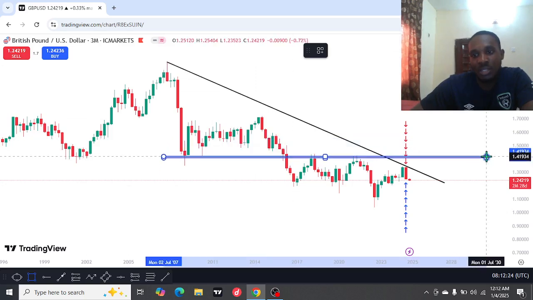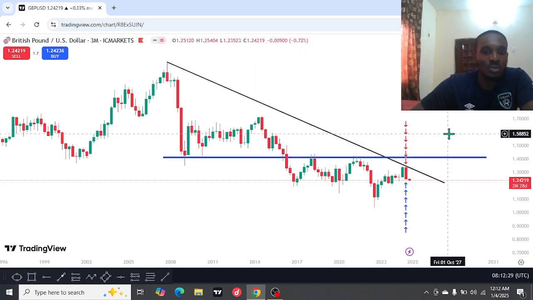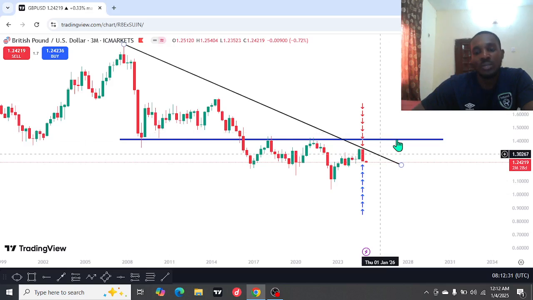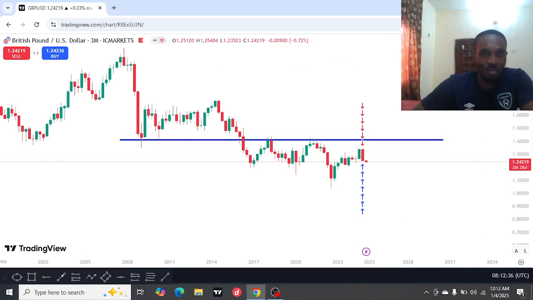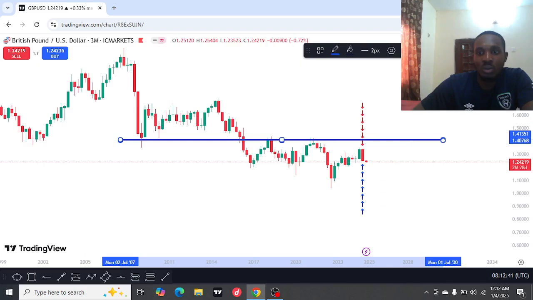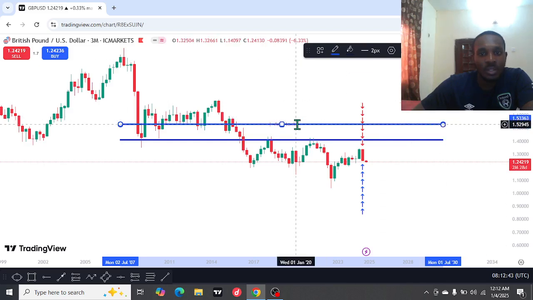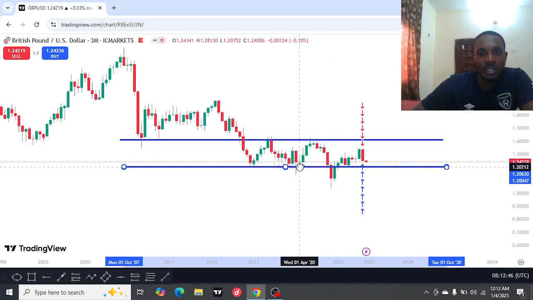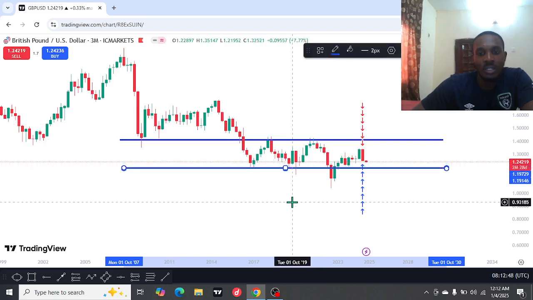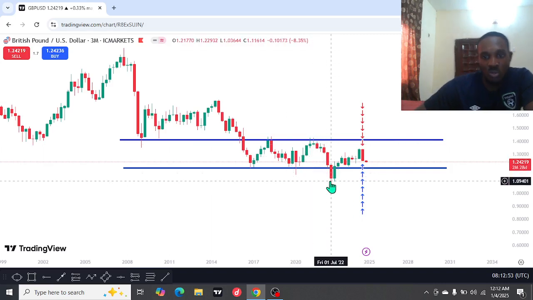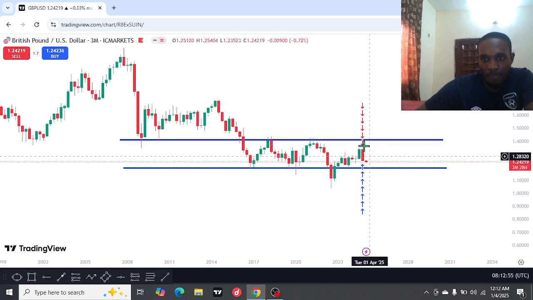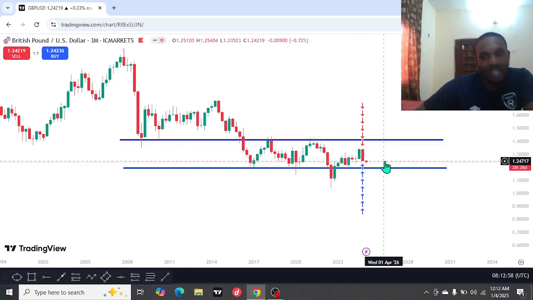I use this to mark out my zones, but let me remove this trend line, because we already know that the pair has been on a downtrend for so long. So I'll have to clone it. Okay, bring it here. This is a support that was broken in 2022, and it bounced off of it again, and I think it's coming to test it again.